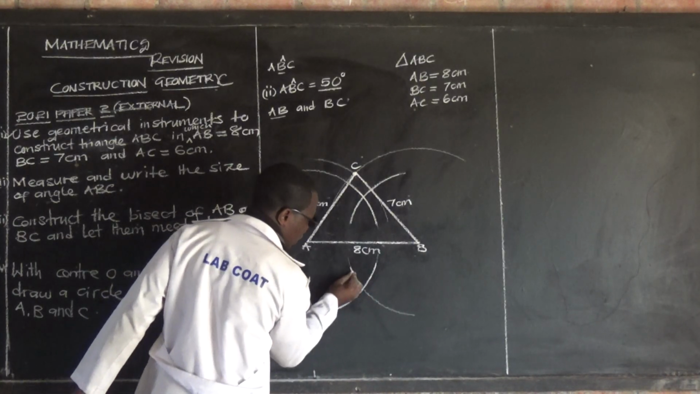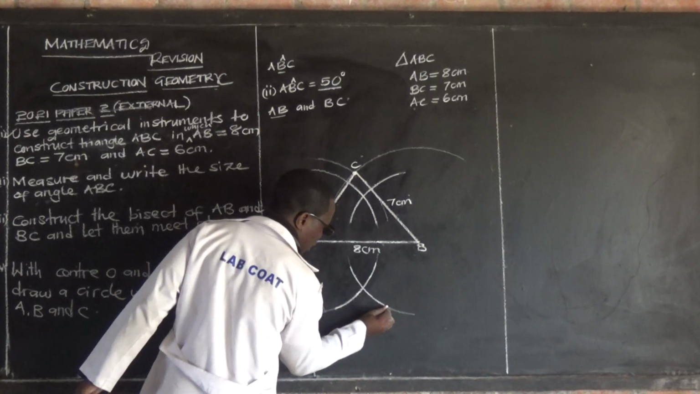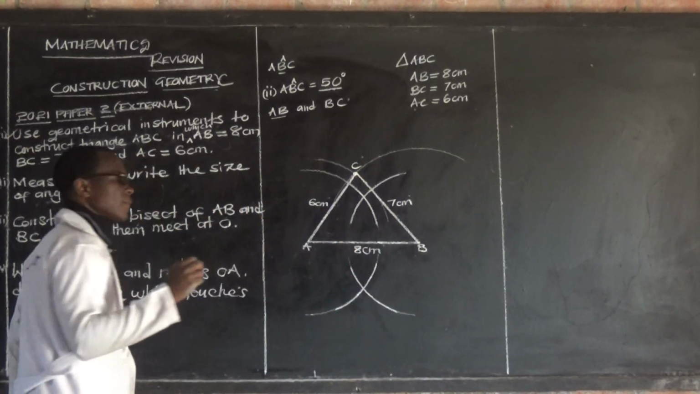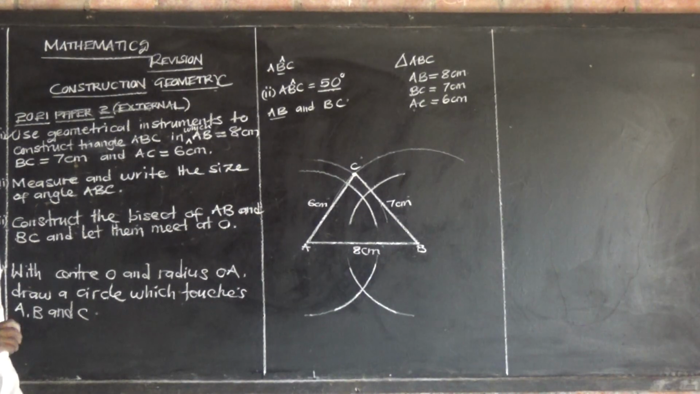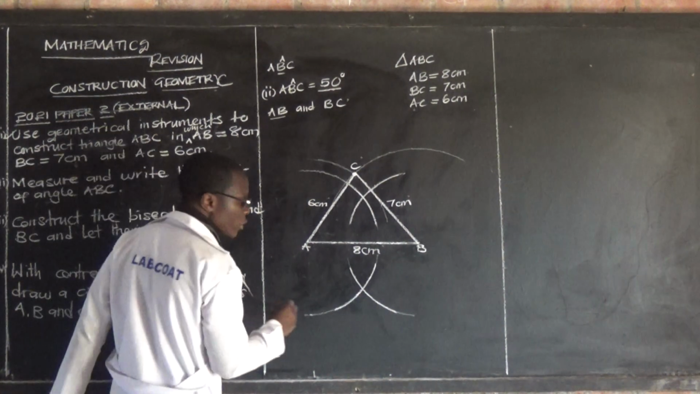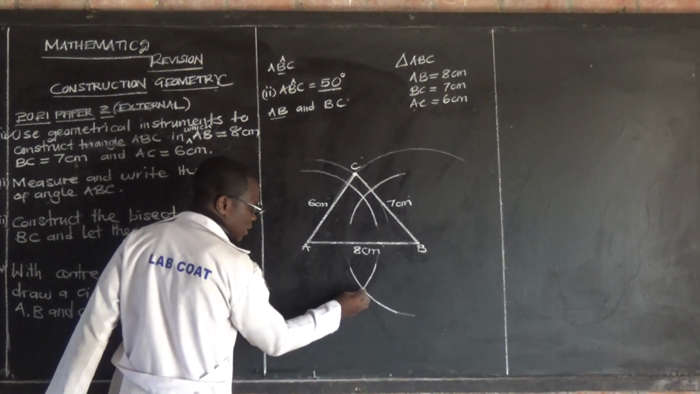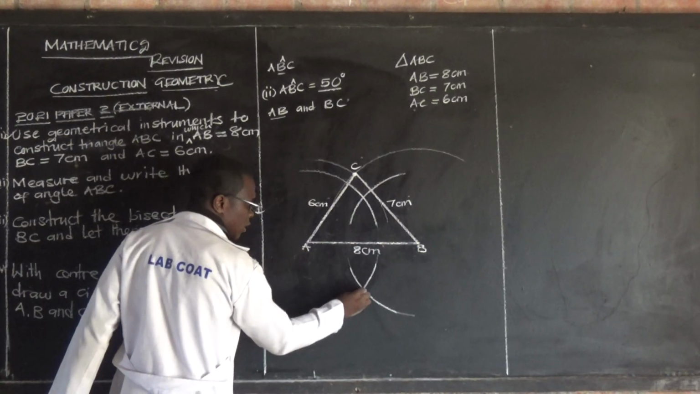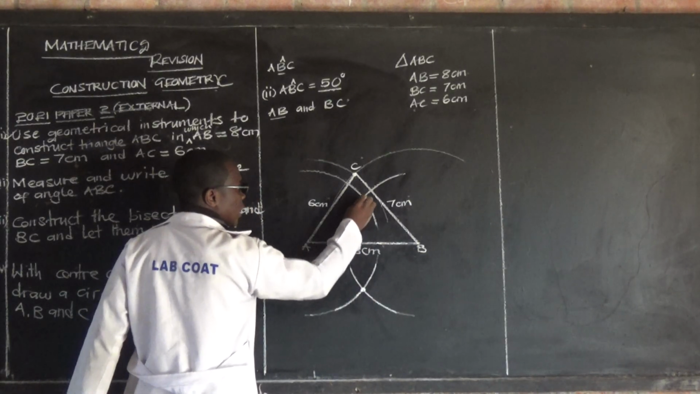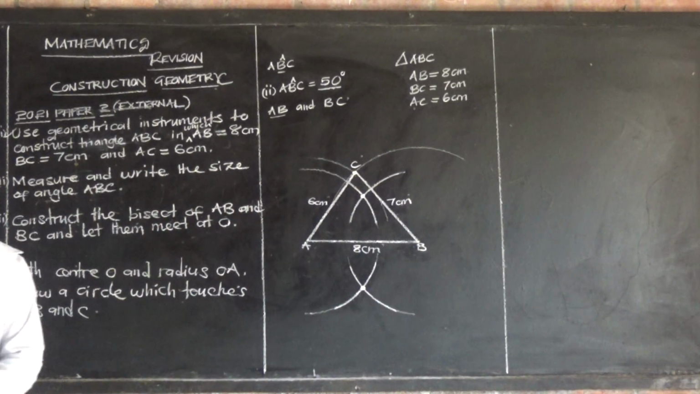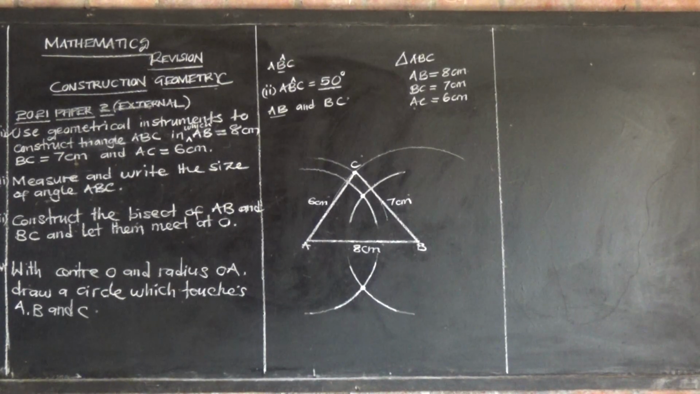We also have this other arc. Now where these two arcs are intersecting, you come up with a point. So these two arcs are intersecting here, then these are intersecting here. So you come up with a line now to join the intersection of the arcs.